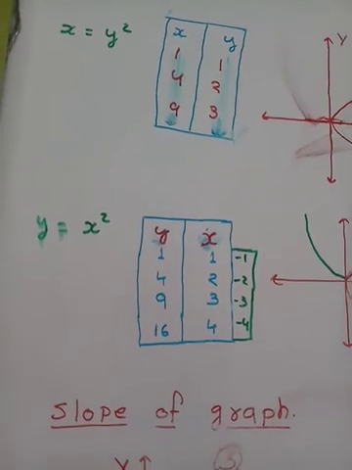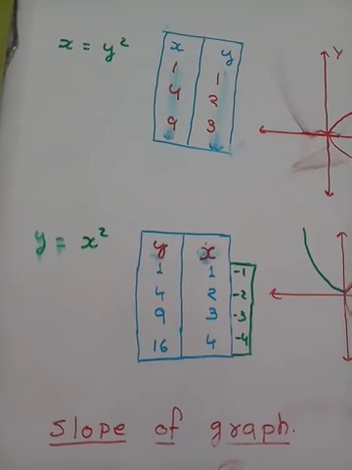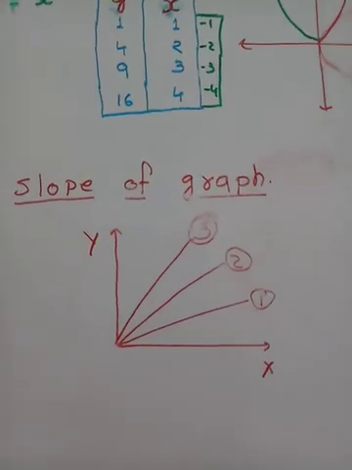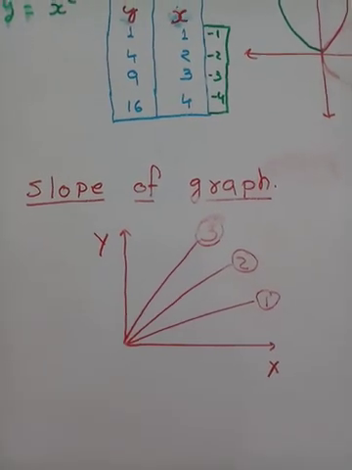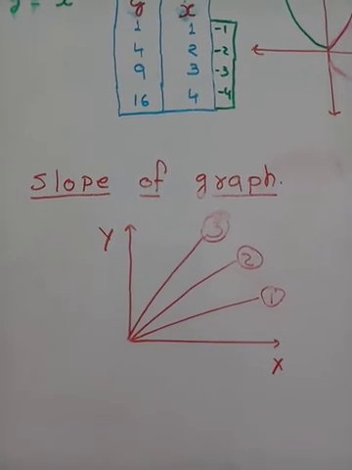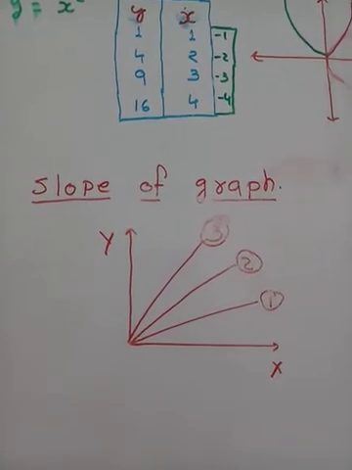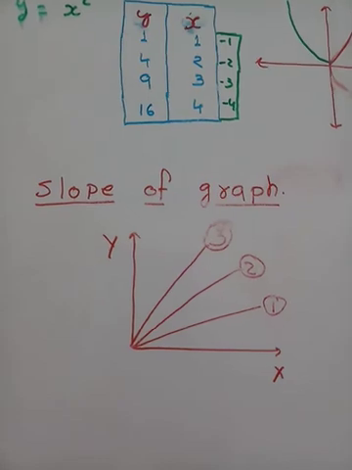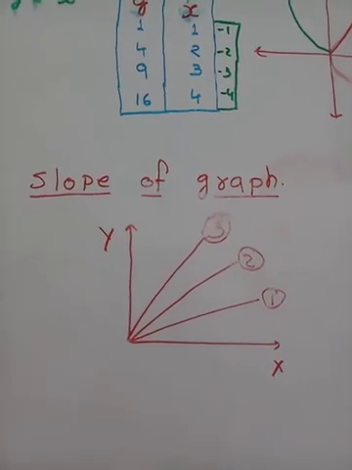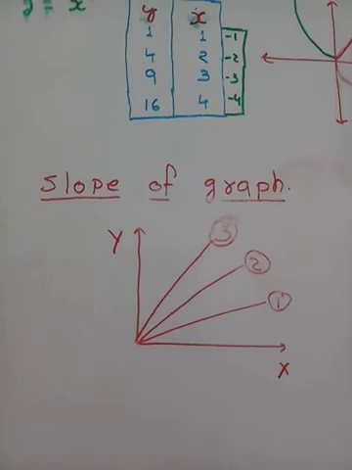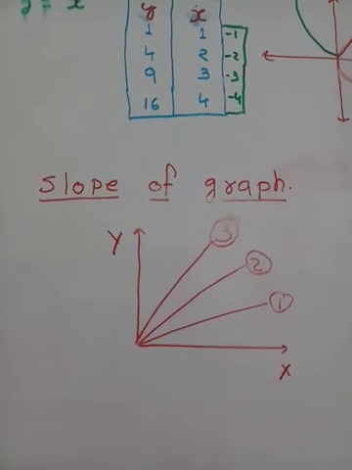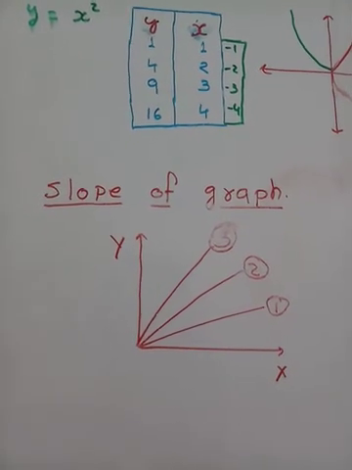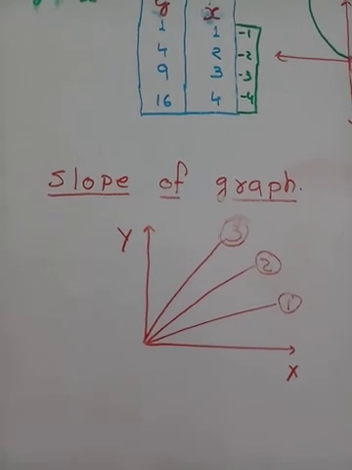What does the slope of a graph indicate? It indicates how much inclined the graph is. Say there are 3 lines in this graph of x versus y, line number 1, 2 and 3. Line number 1 has the lesser slope, line number 2 has more slope, and line number 3 has the maximum slope. The slope of a line tells you the verticality of the graph, how much vertical nature the graph has.